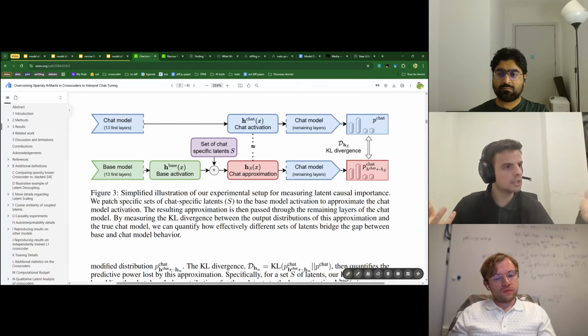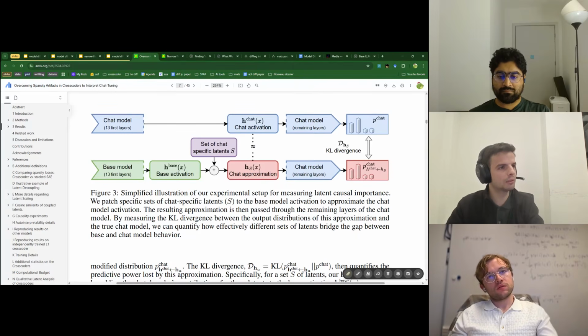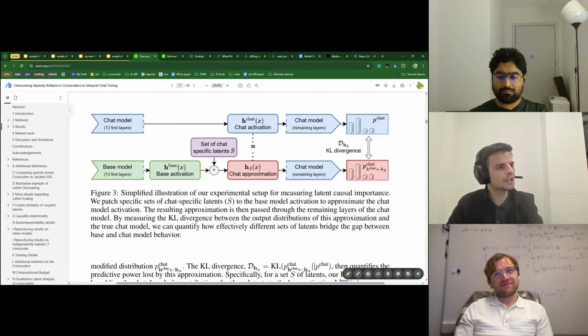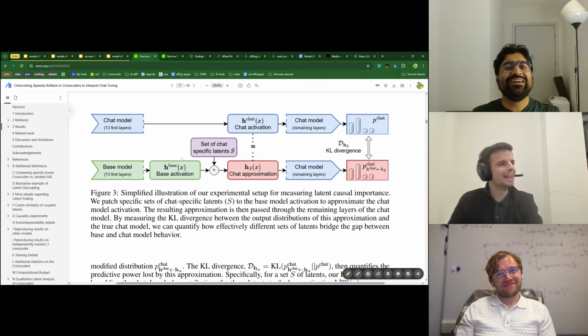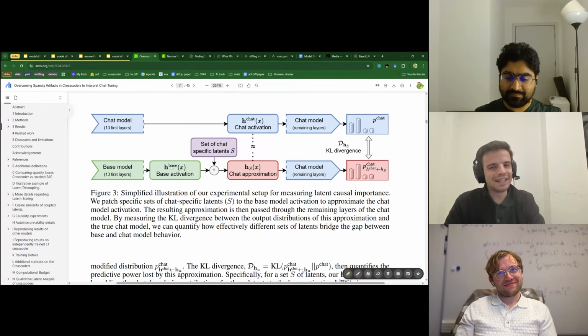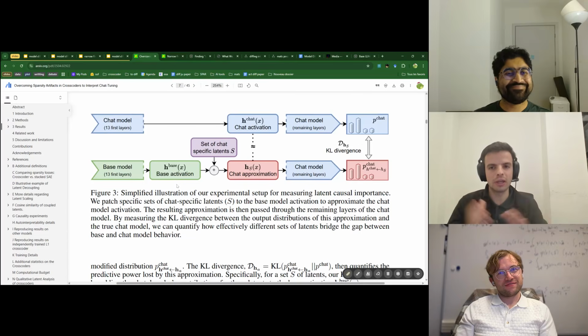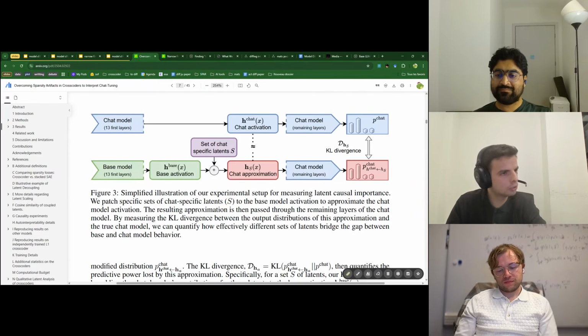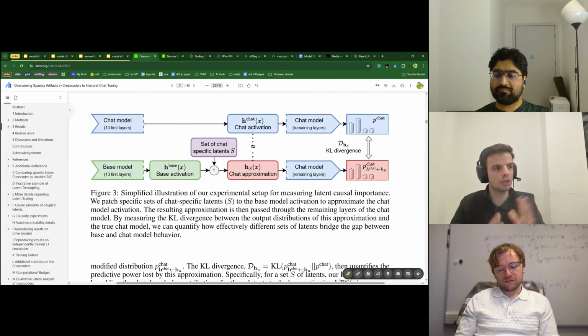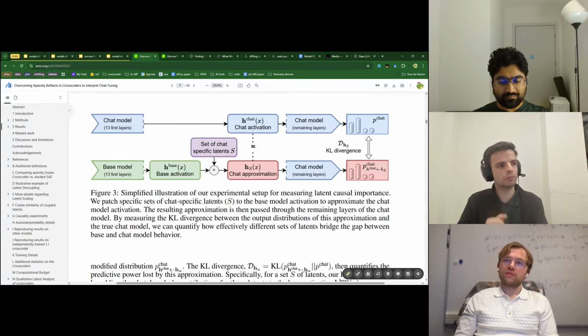And the way we do that is with this beautiful diagram, and I'm not biased. We basically take our base and chat activation at the layer at which we train the crosscoder, and then we add to the base activation a set of latents that we say are specific to the chat model, depending on the activation on this sample. And so this gives us a chat approximation.